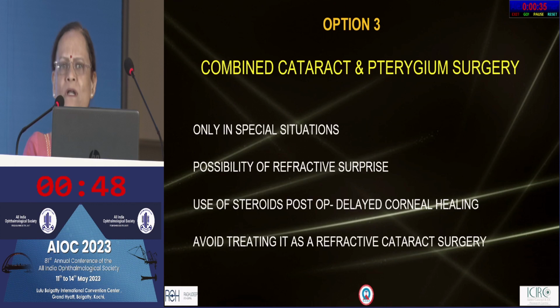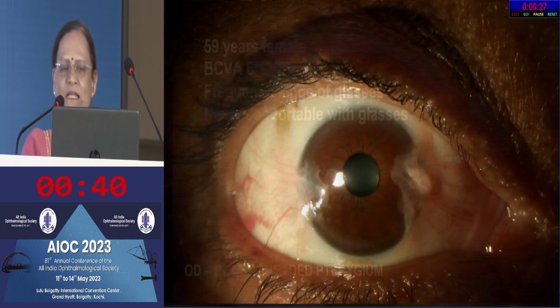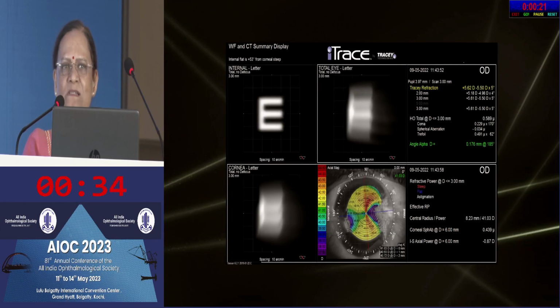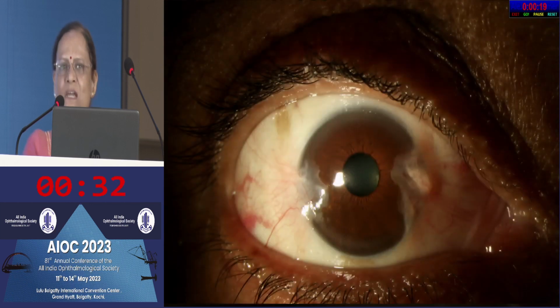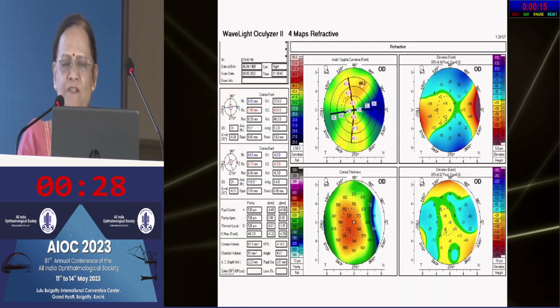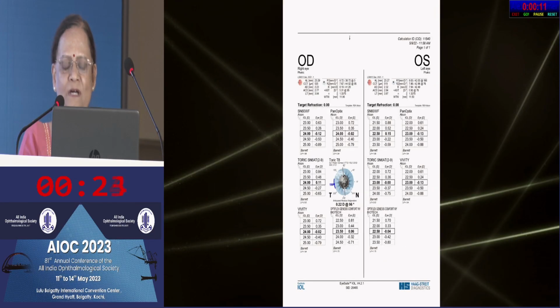Option 3 is a combined cataract and pterygium surgery. This we do not advocate as much as possible, because you will not be able to give the best visual outcome to this patient. This is a patient with a double-headed pterygium, and she was always uncomfortable with her glasses. These are the higher order aberrations and the high astigmatism. This is the quality of her vision. The simulated E-chart shows you the quality of her vision, and such poor vision she had.